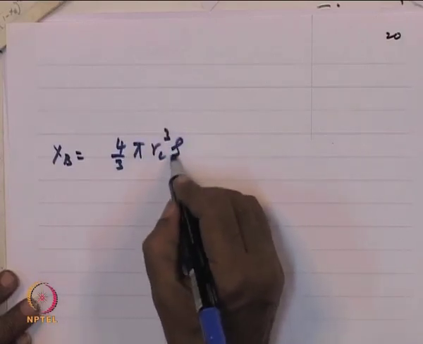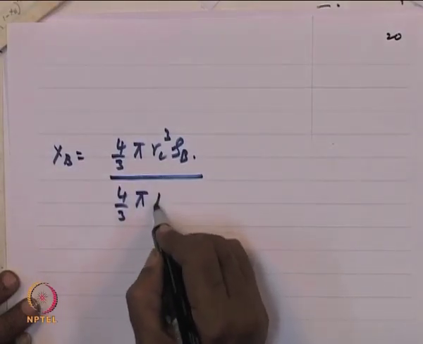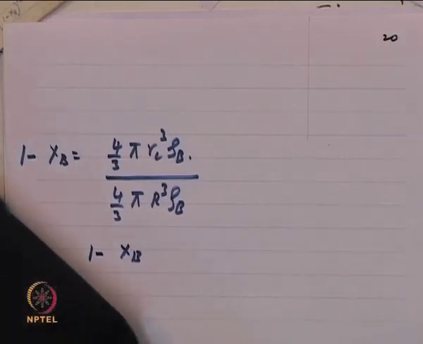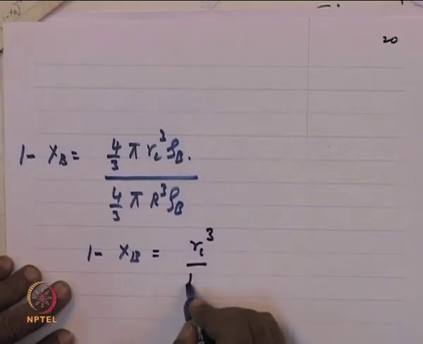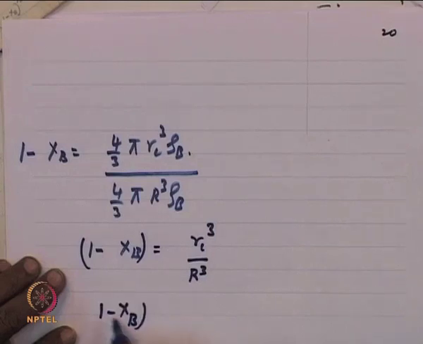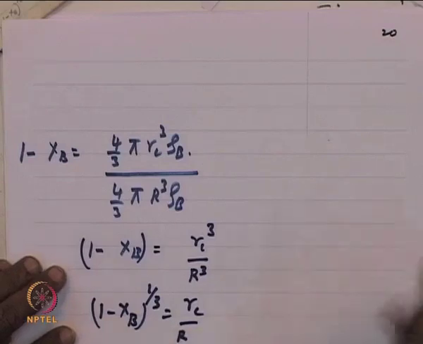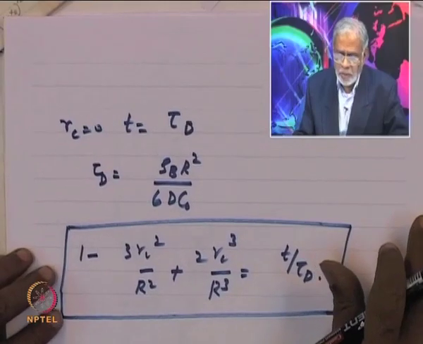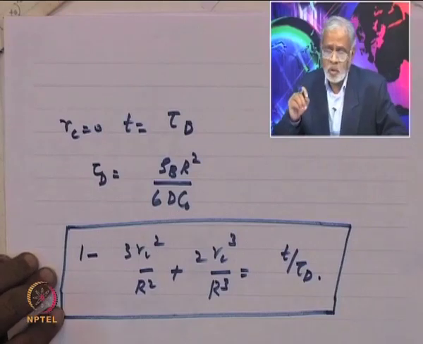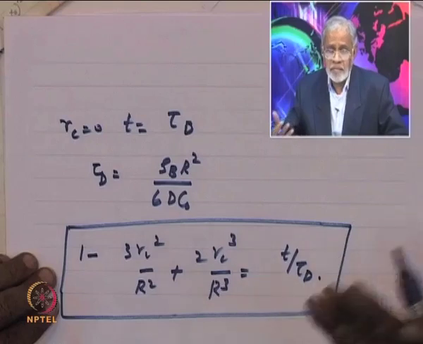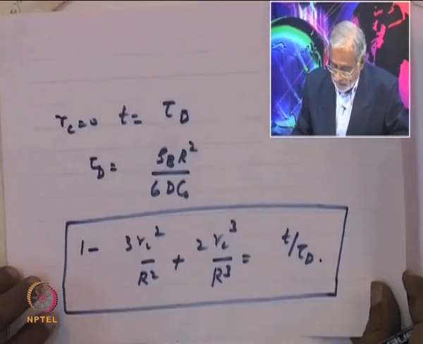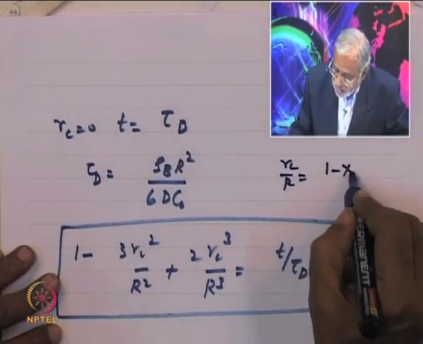X B by definition is 4 by 3 pi R C cubed times rho B divided by 4 by 3 pi R cubed rho B, 1 minus 1. Therefore, essentially what we are trying to say is that R C cubed by R cubed is 1 minus X B, or 1 minus X B to the power of 1 by 3 is R C by R. Therefore, these terms can be put in terms of X B, which is a measurable quantity. In an experiment, it may be more difficult to determine the unreacted core radius, but the extent of reaction can be determined by various chemical methods. So, X B is a more easily measurable quantity.